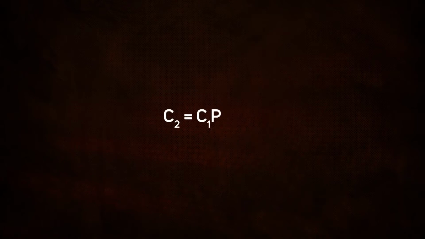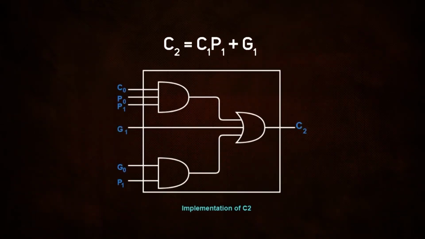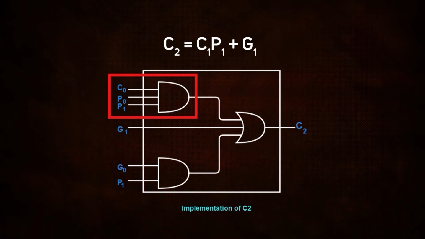Next, the carry generator circuit for C2 can be implemented using two AND gates and one OR gate. Inputs for the first AND gate are C0, P0 and P1.